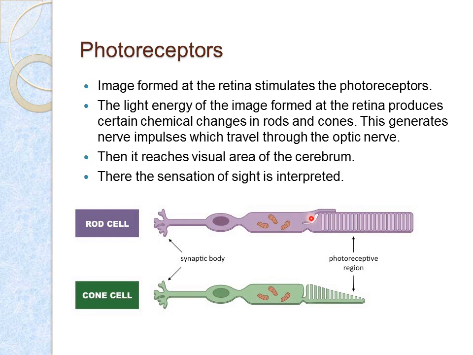What are photoreceptors? I have told you that this is a rod cell and this is a cone cell, and these are called photoreceptors. The image formed at the retina stimulates these two photoreceptors. They undergo chemical changes which generate the nerve impulse, as I have told in the previous slide, which travels through the optic nerve and reaches the visual area of the cerebrum, and there the sensation of sight is interpreted. Is it clear?